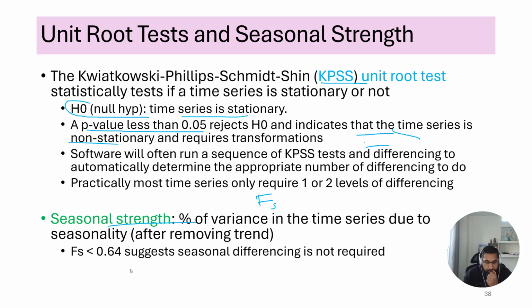The textbook I am referring to in the references for this lecture suggests 0.64 as a cutoff. So if your Fs, which is seasonal strength, is less than 0.64, then you're fine. You don't need to do seasonal differencing. But if it's 0.64 or more, then you should do seasonal differencing. I mean, if you're at 0.63, you might still do seasonal differencing. It's on the boundary. But anything less than 0.5, you're kind of clear. Anything around 0.6 or more, you should do seasonal differencing.